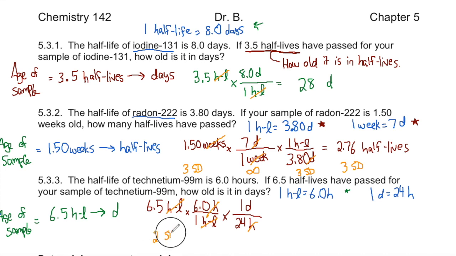It looks like we have 2 significant digits in a lot of these, probably more than 2 for that. I think that is defined. So I'm going to round the answer down to 2 significant digits after I multiply this, and we have 1.6 days. So about 1.6 days is what it takes for 6.5 half-lives to pass by. Those are equivalent ages. 6.5 half-lives is equal to 1.6 days for this particular isotope.